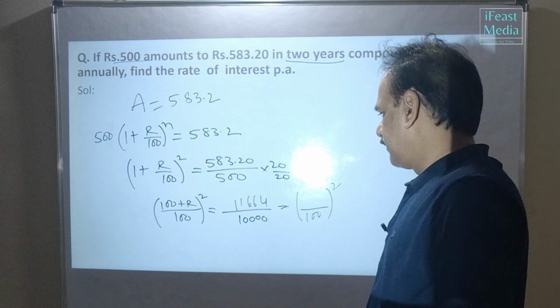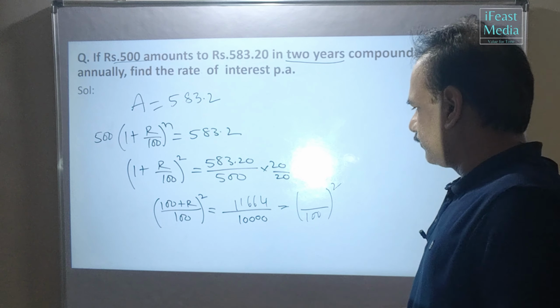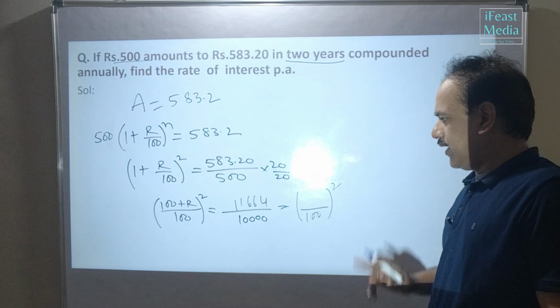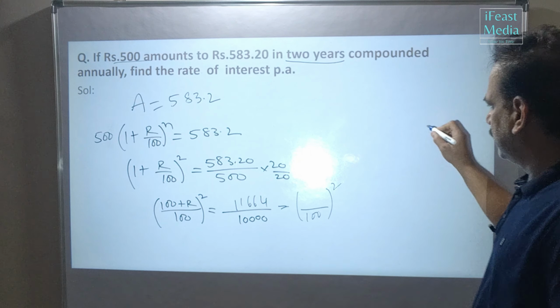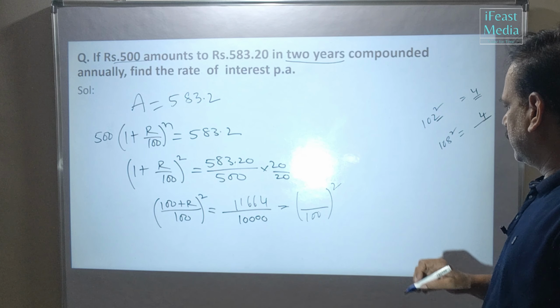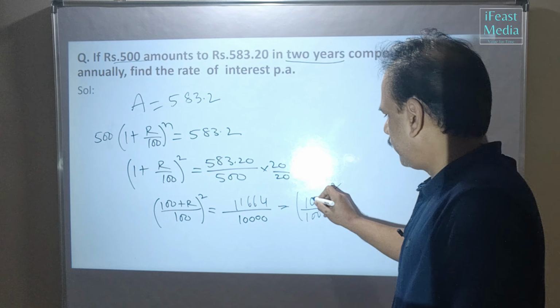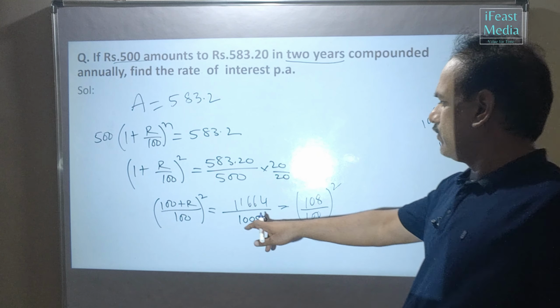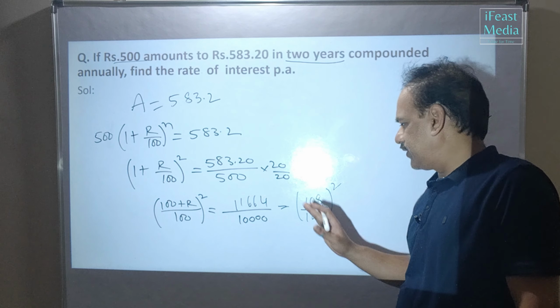11,664 is near to 10,000. And you are having 4 in the units place, so you have only 2 possibilities. It must be either 102 square or 108 square, because 102 square ends in 4 and 108 square also ends in 4. And this must be 108 square because 102 square is very near to 10,000. It cannot be 11,000. You can check.